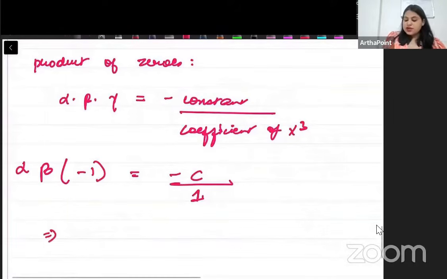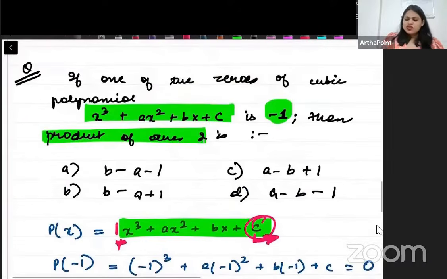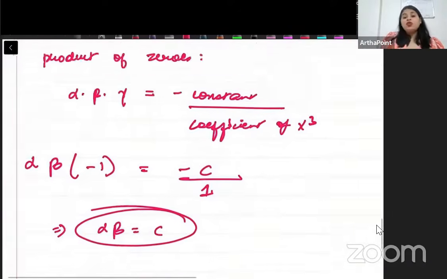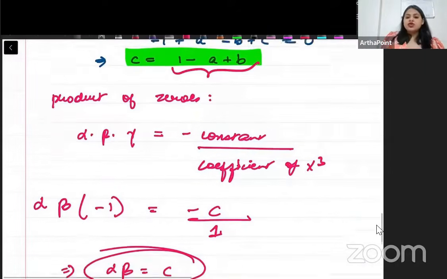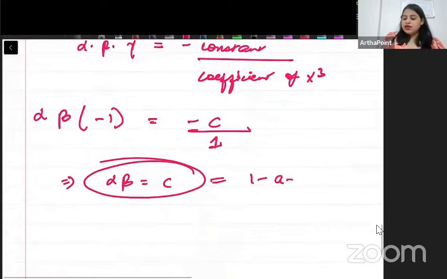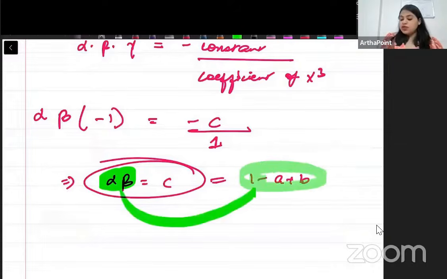So this implies, beta, that alpha into beta will be equal to c. But c is not given in any option, but I just found out c is 1 minus a plus b. So this will be equal to 1 minus a plus b. So the product of the remaining two zeros, very tricky question, but a good one, should be 1 minus a plus b. That's the answer to this. Okay.